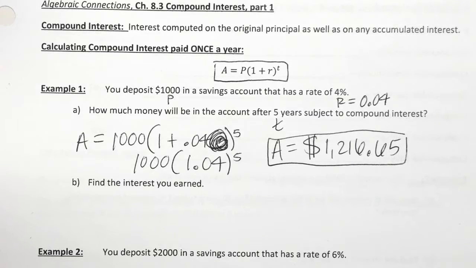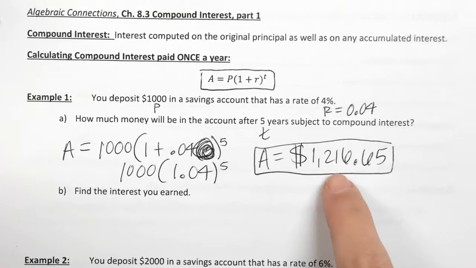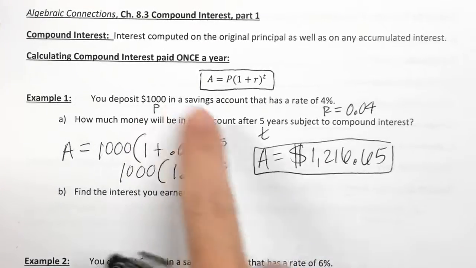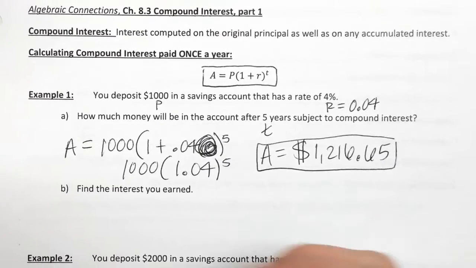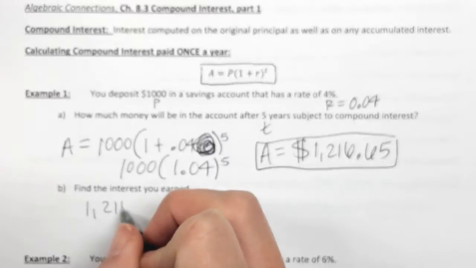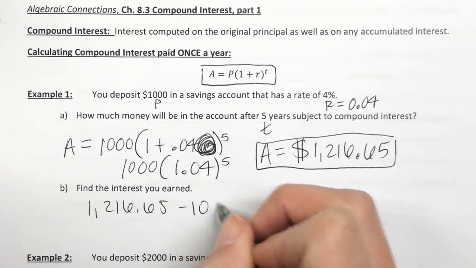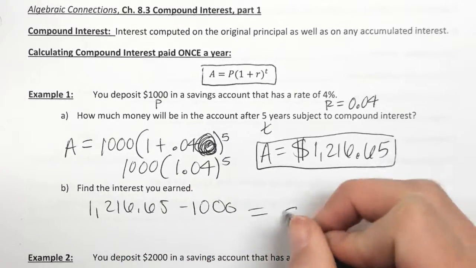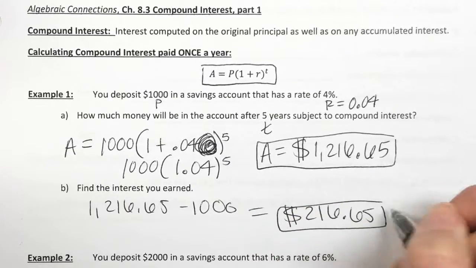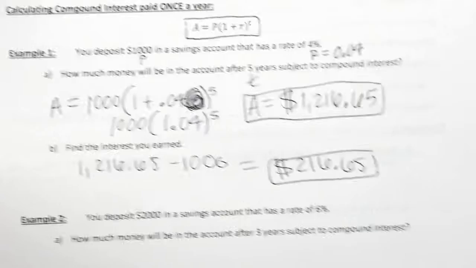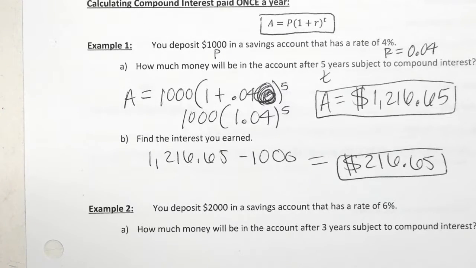So find the interest that you earned. So we want to know how much you earned over the years. So if this is how much is in your account after you put in this amount, how do we find how much you earned? Subtract it, right? So subtract $1,216.65 minus 1,000, and that's going to give us how much? 216.65. Good. So that's how much you have earned in interest over 5 years. Any questions about that one?